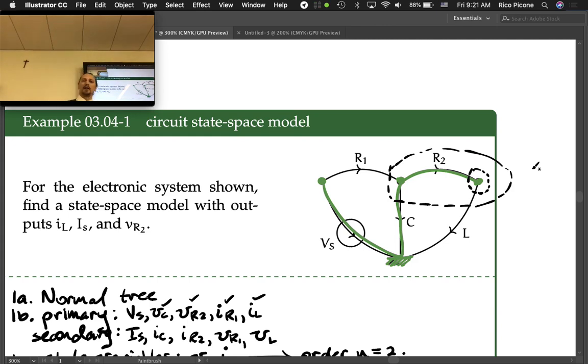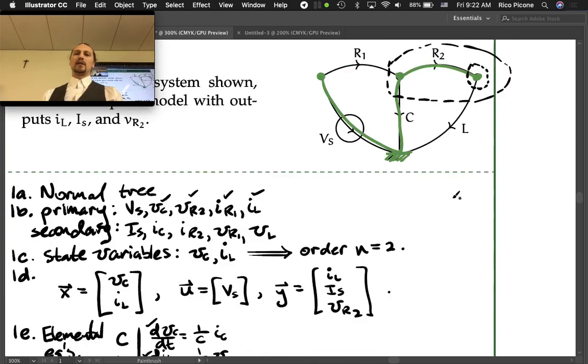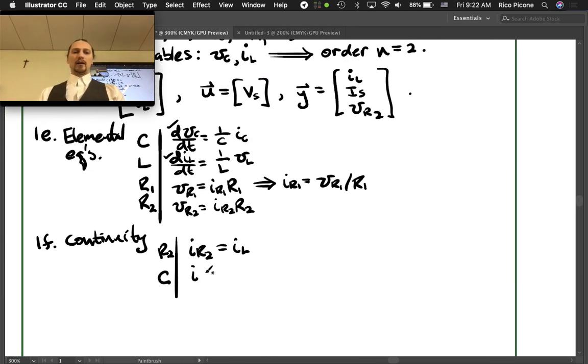So that's totally valid. It just goes through one passive element in the normal tree. And so for the capacitor, we see that it's coming out of the contour, right? So the current going into the contour must equal the current coming out in C. So we can say that IC has to be equal to IR1, which is going in, minus IL, which is going out, right? So IC must be equal to IR1 minus IL.